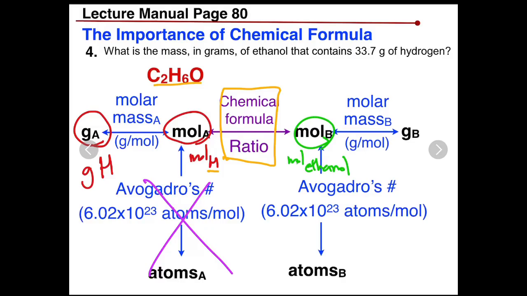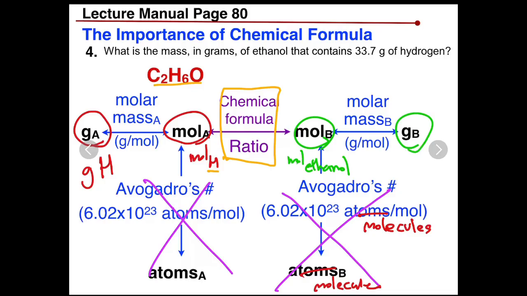Okay. After you get to mole of ethanol, we're not going to stop here because the problem asks for grams. Therefore, we are not going to go through atoms or molecules in this case, because the problem did not ask us to find molecules. So we can ignore that. But it asks to find grams. So in this case, you are going to again use the molar mass of ethanol to convert to grams.